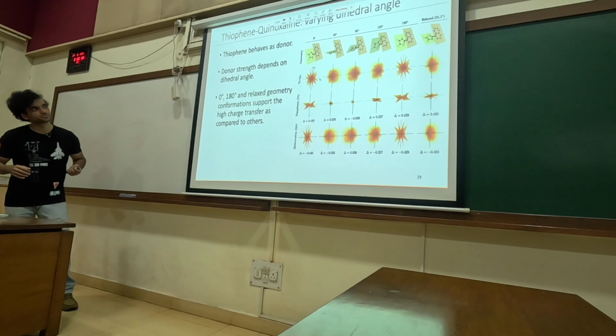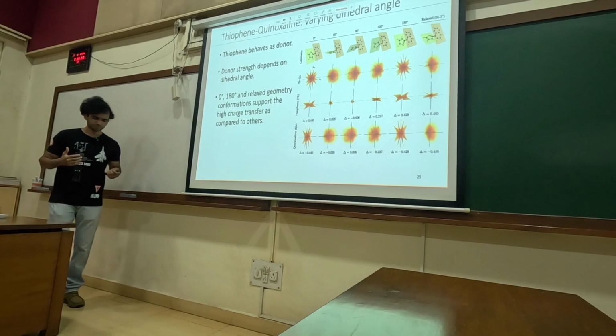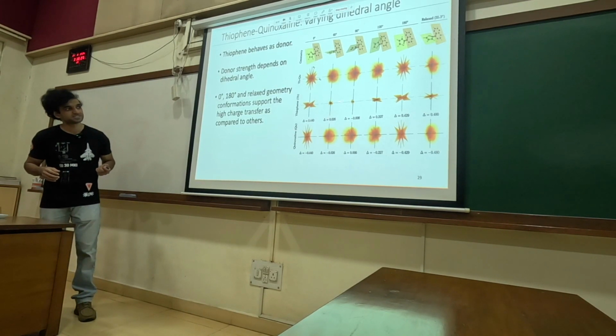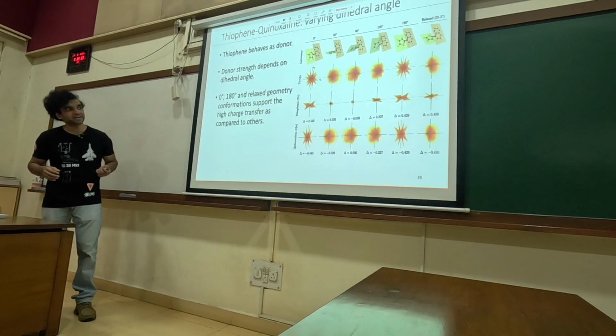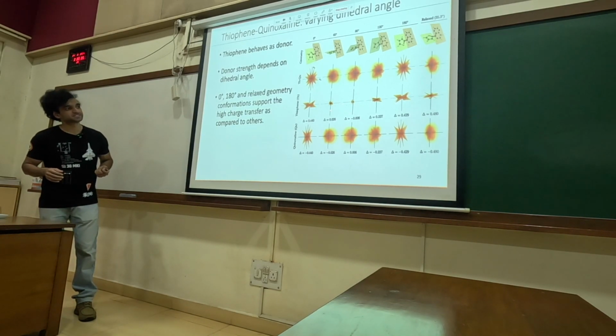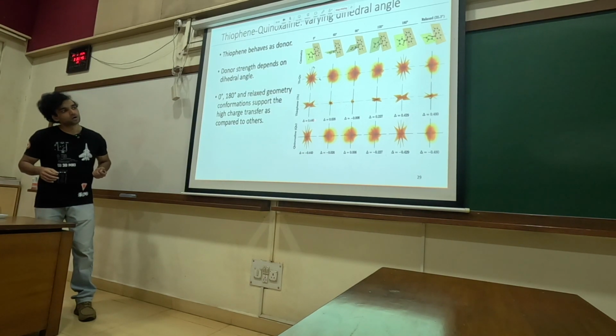As we move from 0 to 60, then 90, then 180, the donor behavior of thiophene is decreasing, because the CSP is shrinking. At 90, because the conjugation is minimum, we have the least donor behavior from thiophene. The same can be observed in the quantities. These quantities represent the donor strength, and they are computed using these field CSPs. Higher donor strength means donation is higher, and negative means it is accepting the charge, that is, an acceptor.